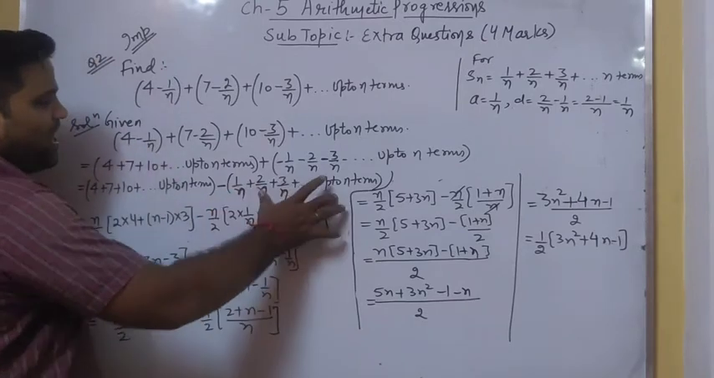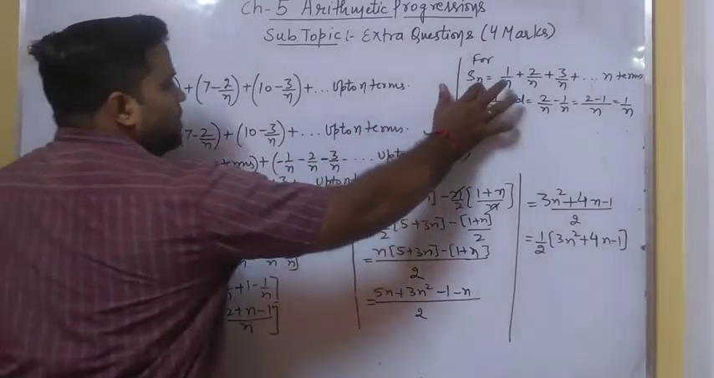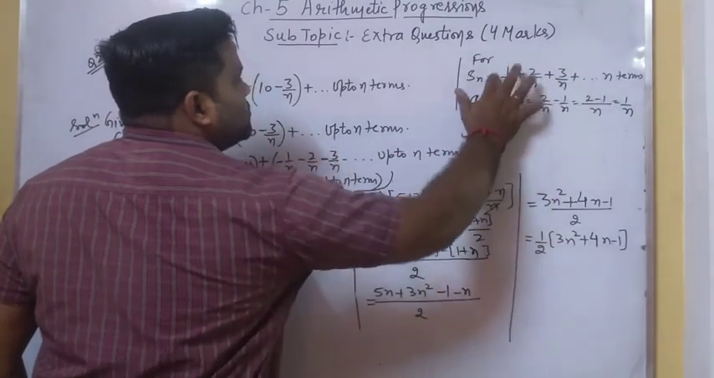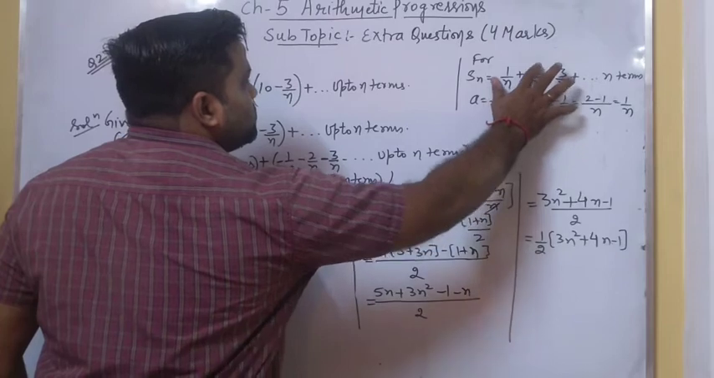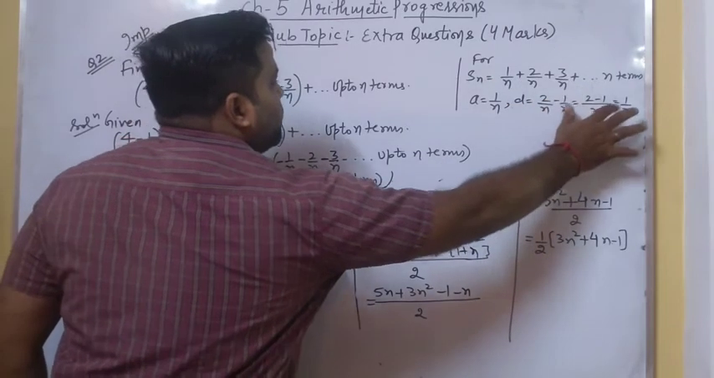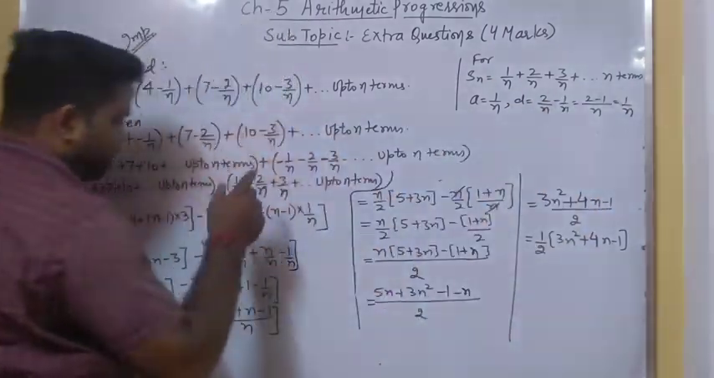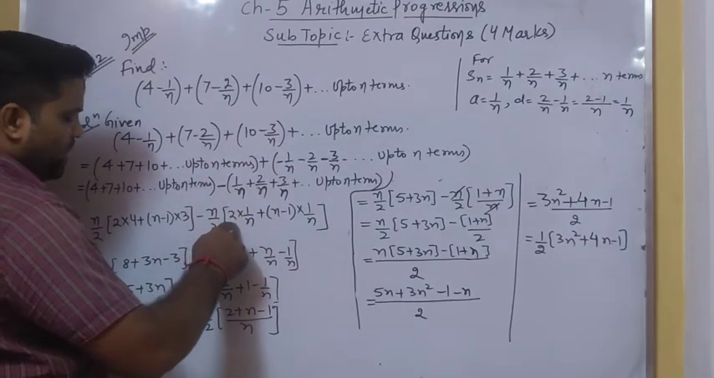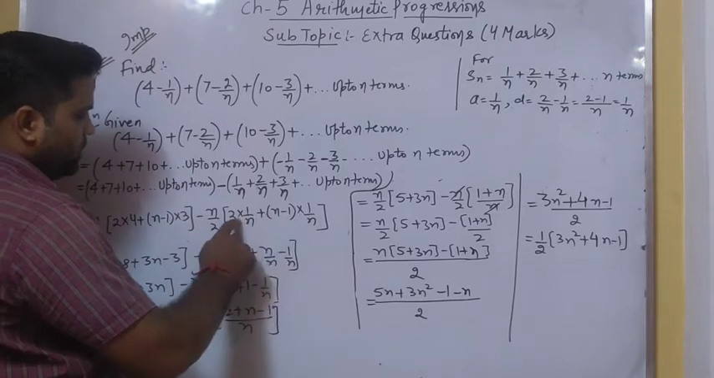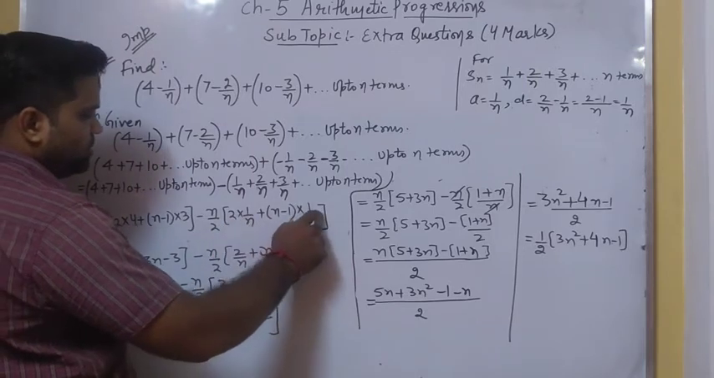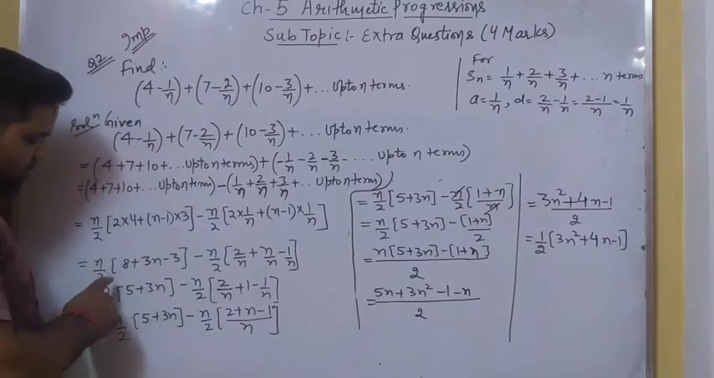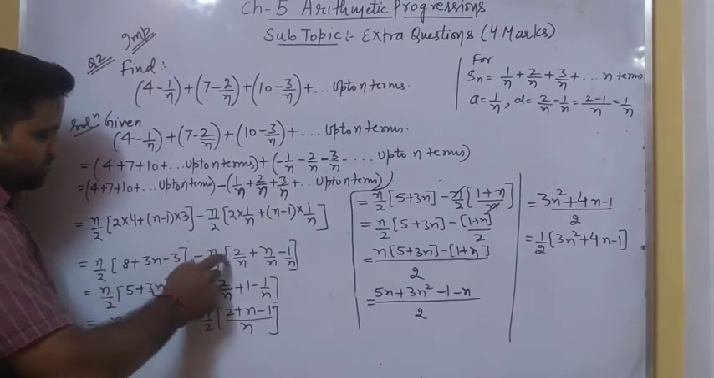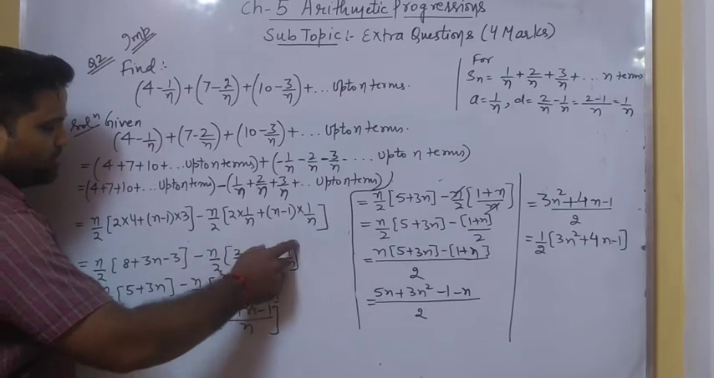Similarly, here I have solved this series. Sn equal to 1 by n plus 2 by n plus 3 by n up to n terms. Here the first term is 1 by n and the common difference between the terms is 2 by n minus 1 by n, so we get the common difference is 1 by n. Putting the values in the formula Sn equal to n by 2 bracket 2a plus (n minus 1) into d, the first term is 1 by n and the common difference is 1 by n. On solving, we get n by 2 bracket 8 plus 3n minus 3 bracket, minus n by 2 bracket 2 by n plus (n minus 1) by n.